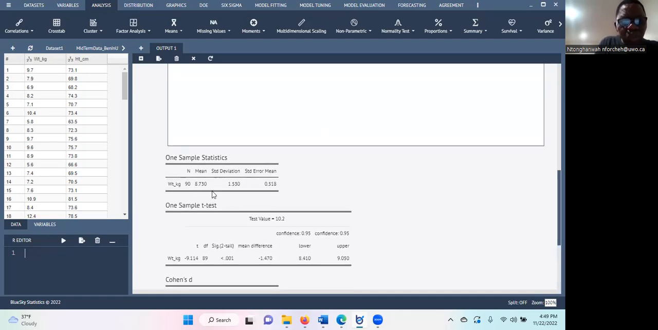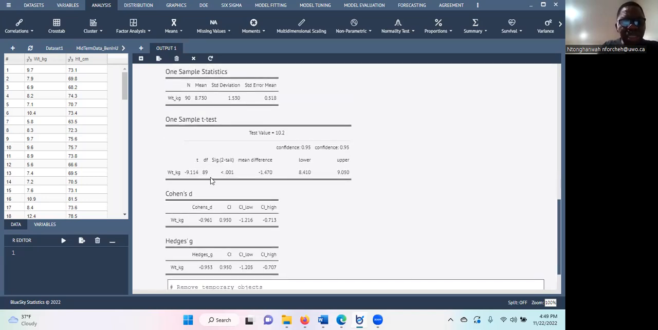The mean weight is 8.7 with a standard deviation of 1.53. When you take this standard deviation divided by the square root of the sample size, the square root of 90, you get this number here. The standard error is the standard deviation divided by the square root of the sample size. I checked that manually, and you get that. Now we'll go to the test. It's a t-test because we didn't specify the standard deviation. Actually, Bluesky does not give us the option to specify the standard deviation. Maybe it's something worth communicating with them to see if they may be interested.